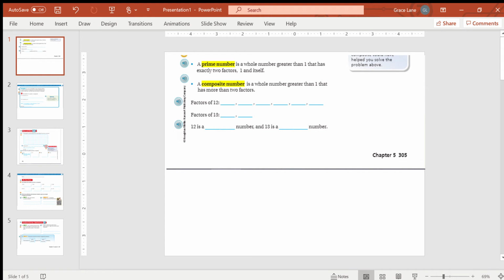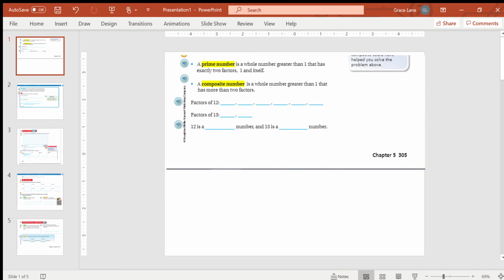Alright, so again we are on page 305. If you were at morning meeting this morning, you probably already have this page filled out because we did it together. But just a quick review, the difference between a prime number and a composite number. So a prime number is a whole number, which just means 1, 2, 3, 4, 5, 6, 7, just regular numbers, greater than 1, that has exactly two factors, 1 and itself.